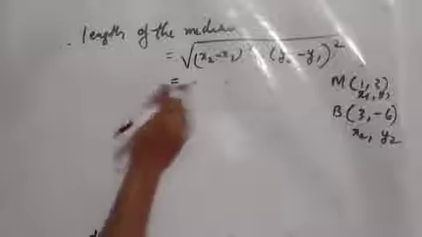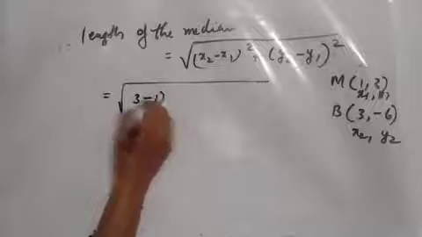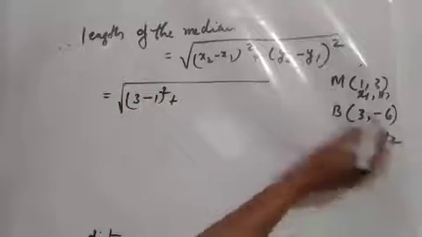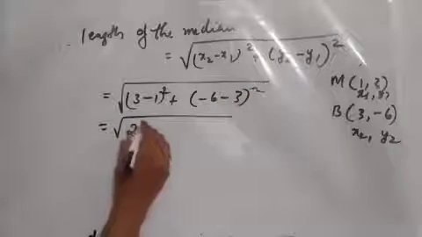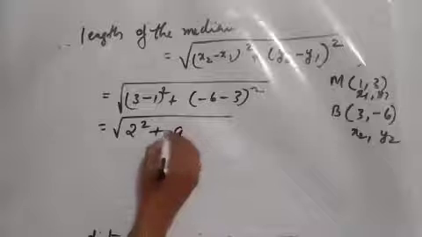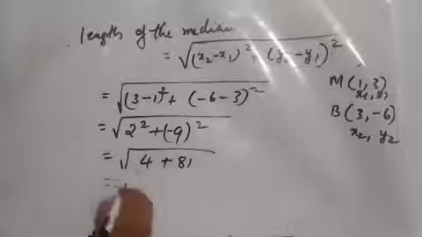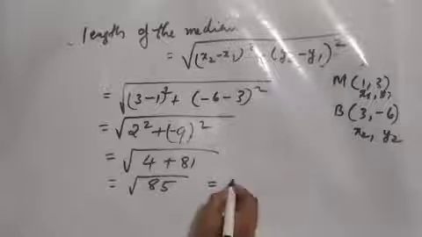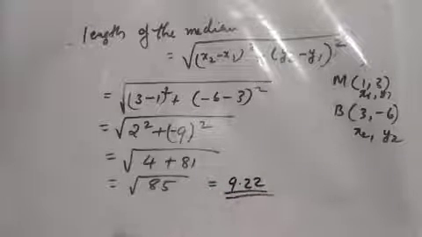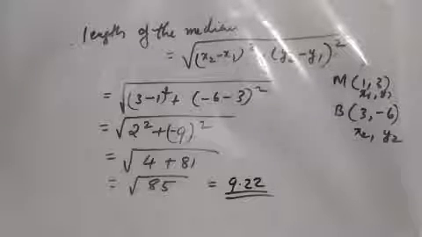Substitute the values, that is square root of (x2 we have taken 3 minus 1) the whole square plus (y2 minus y1, minus 6 minus 3) the whole square. 3 minus 1 is 2 square plus minus 6 minus 3 is minus 9, square. That is square root of 4 plus 81, that is square root of 85. We have to simplify this. That's equal to 9.220 from the table. This is the distance between the point (3, minus 6) and the midpoint.